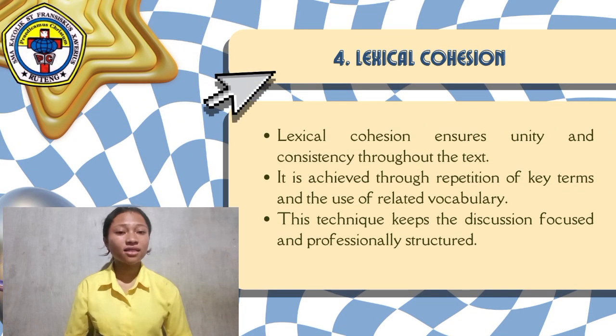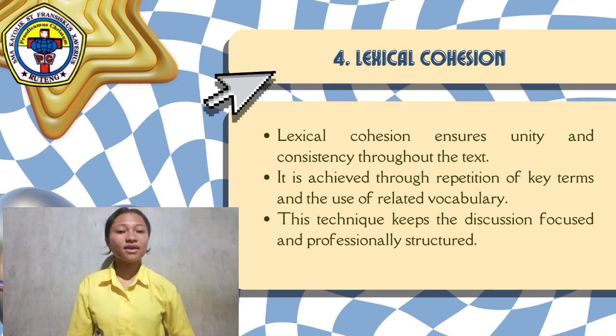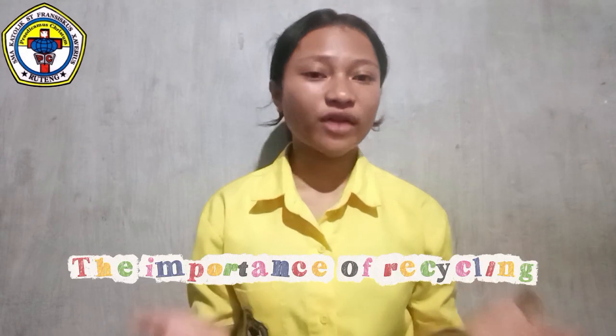Fourth, lexical cohesion. Lexical cohesion ensures unity and consistency throughout the text. It is achieved by repeating keywords and using related vocabulary. This keeps the discussion focused. For the example, I chose the title, The Importance of Recycling.